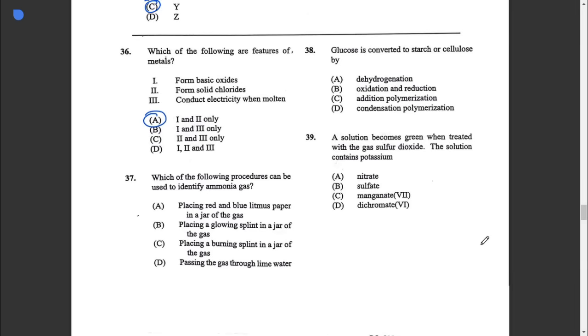Now ammonia will turn red litmus paper to blue. So the best way to determine, and it also has a pungent odor, is placing red and blue litmus paper at the jar and observing the color change, which is A. 38. Glucose is converted to starch or cellulose by, and we know that that is a condensation reaction.